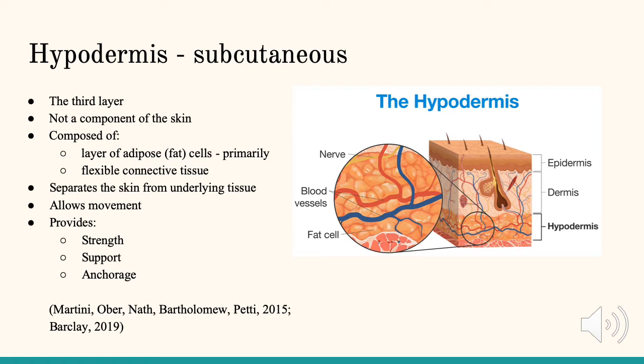The third layer, called the hypodermis, is not actually a component of the skin, but rather is a layer of adipose or fat cells and flexible connective tissue that separates the skin from the tissues underneath. The hypodermis is also referred to as the subcutaneous layer. It allows for movement of the skin while providing strength, support, and anchors the skin to the body.